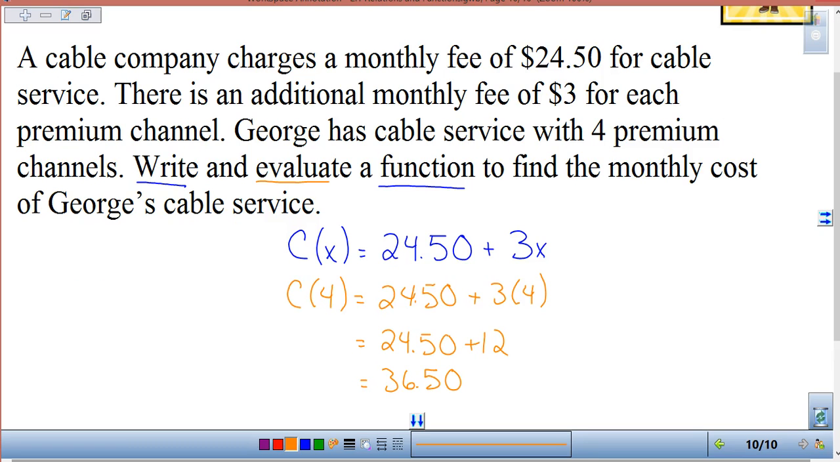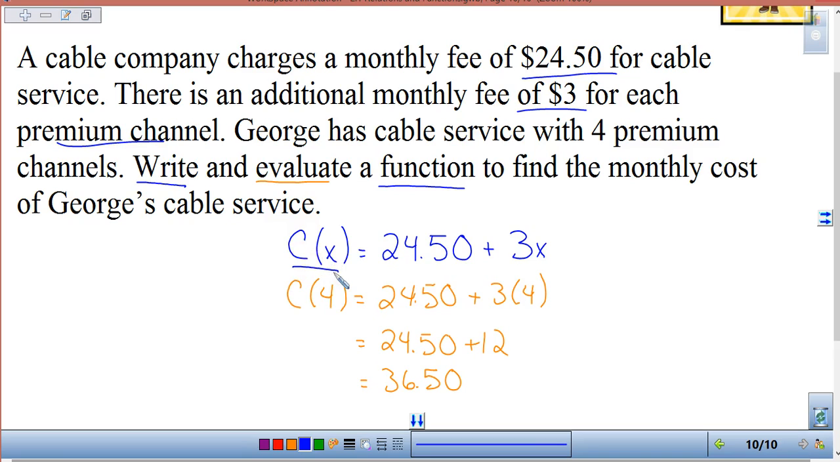So this one states, a cable company charges a monthly fee of $24.50, and there is an additional monthly fee of $3 for each premium channel that you add on after that. George has 4 of those premium channels. So when you write the function, you just need the first information. You're paying $24.50 no matter what per month, but you do have that extra $3 for each additional premium channel. So that's my $24.50 plus 3x, because x is my variable with the number of channels. Again, instead of using y, do use that c of x.